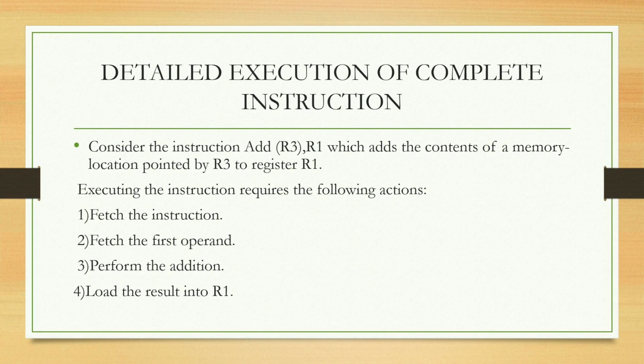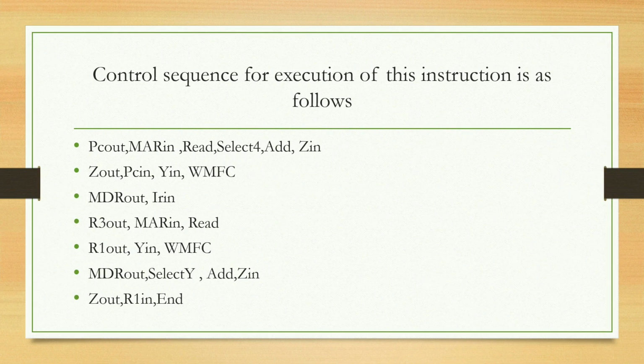Now we'll come to the detailed execution of complete instruction. Consider the instruction add R3 R1 which adds the contents of a memory location pointed to by R3 to register R1. Executing the instruction requires the following actions. First is fetching the instruction, second is fetching the first operand, third is performing the addition, fourth is loading the result into R1. Now the next slide is going to be explained by Kshitij.